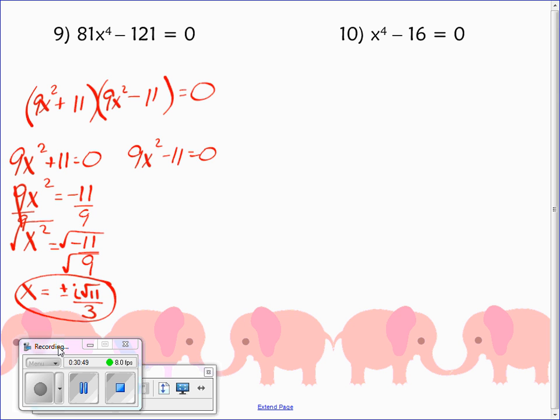That's why they're imaginary. All right, over here, add 11. 9x squared equals 11. Divide by 9. Is this going to be the exact same answer? It's not i. Take square root, top, bottom. So plus or minus radical 11 over 3.